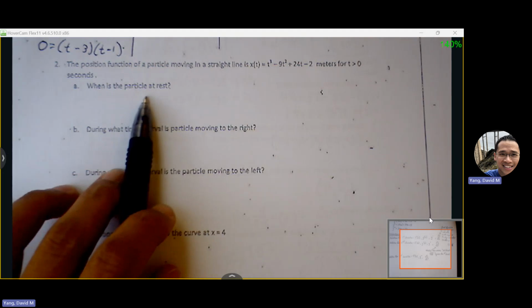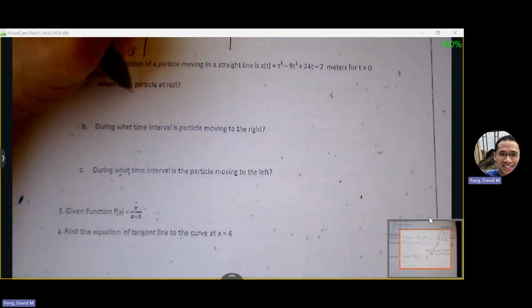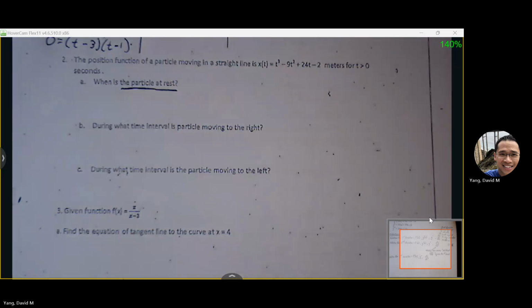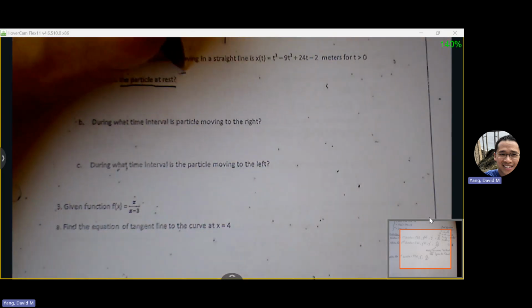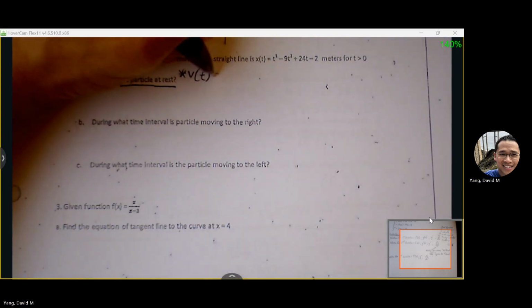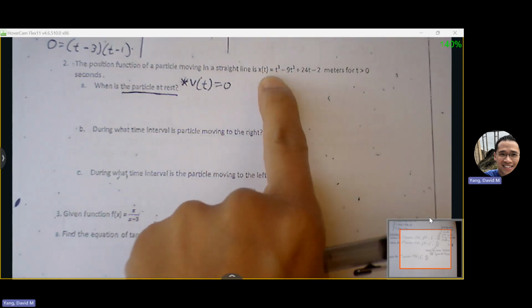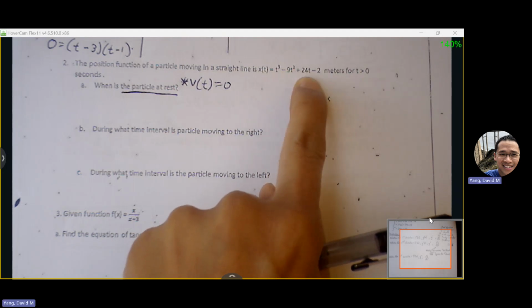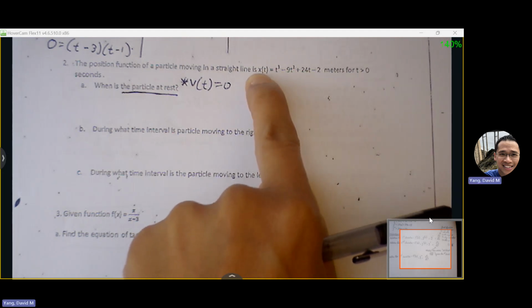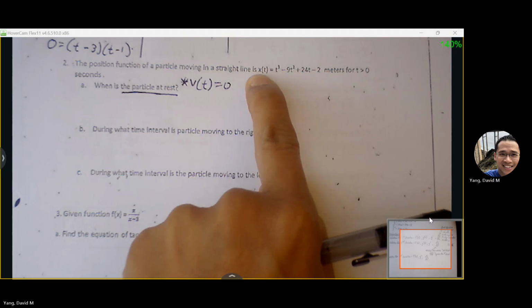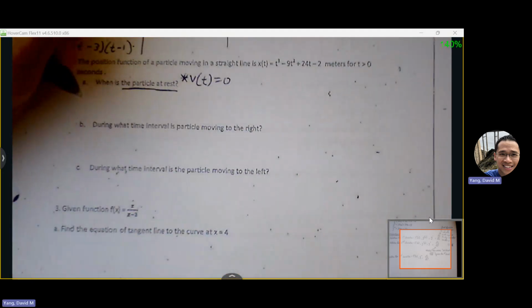So part A says, when is the particle at rest? So what's another way of saying it? Particle at rest means what? Velocity is 0. So we need to make that connection that rest is related to velocity, but it is when velocity is 0. So we just have to set v of t equal to 0 and solve for t, right? But to get to velocity, we first have to do what? We're sitting at the position level, right? So we need to find the what? Derivative, right? Yeah. So let's try that. Find v of t first.